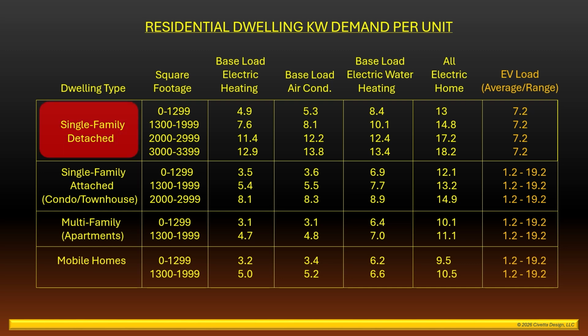Assume a single-family detached home is being constructed on an empty lot by the homeowner. The size of the home is going to be about 2,500 square feet. They're building the home to include electric heating and air conditioning. The water heating they've decided to handle with a gas water heater. The base load for this home would then be shown in the base load with air conditioning column. And given the square footage, we end up with a base load of 12.2 kilowatts.